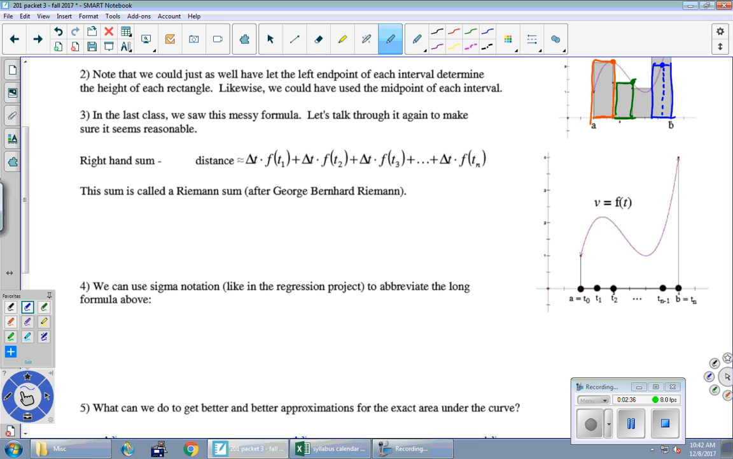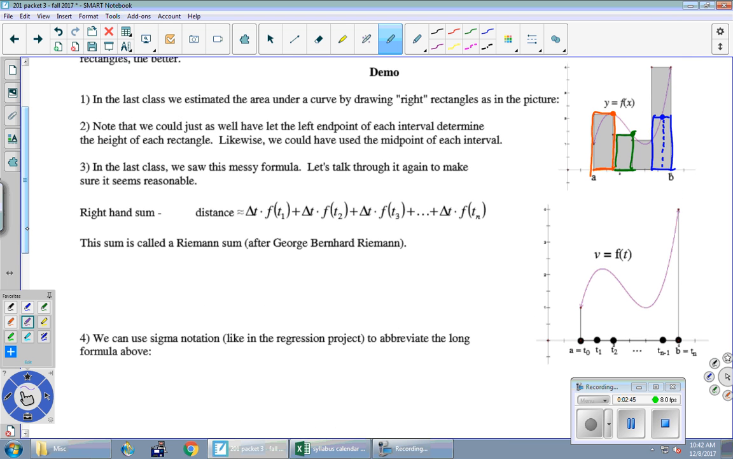In the last class, we saw this messy formula. Let's talk through it again to make sure it seems reasonable. We came up with some notation last class. We said that we were going to call the width of each of these rectangles delta t. It was chosen to be the same width for every single one of these rectangles. So delta t for a change in time. And then the height of the rectangle, well, we said it's based on each of the points. And so if you remember, we called this point right here T0, and this point here was T1, and this was T2, and this last one here was T sub n, because n was the number of intervals.